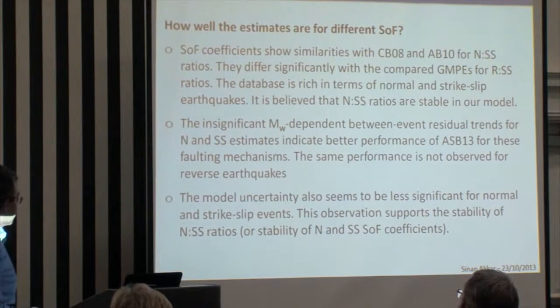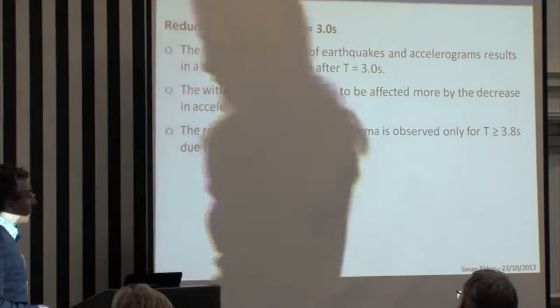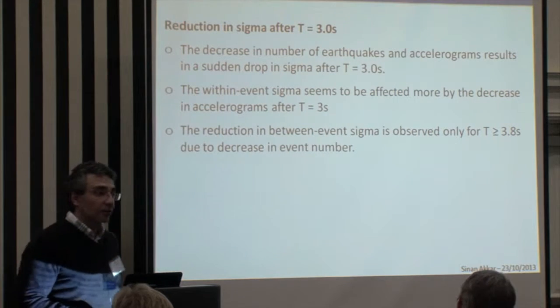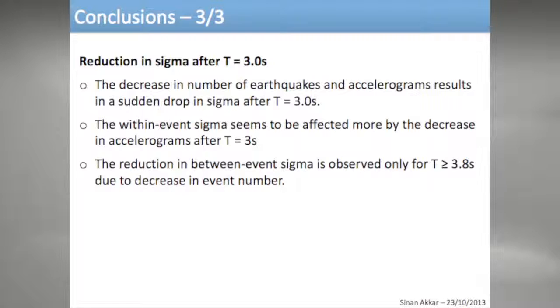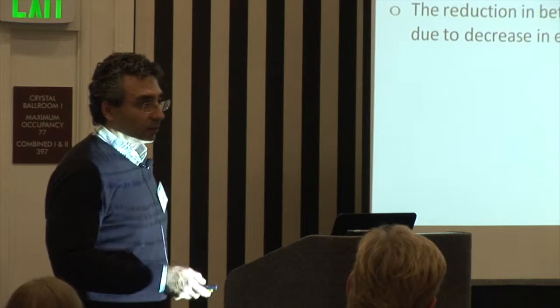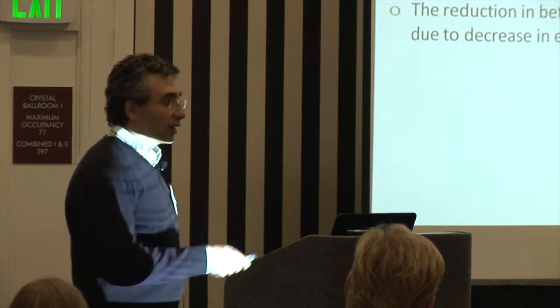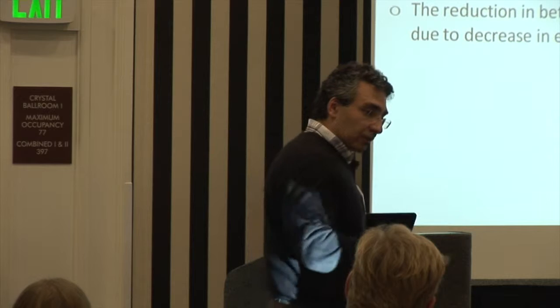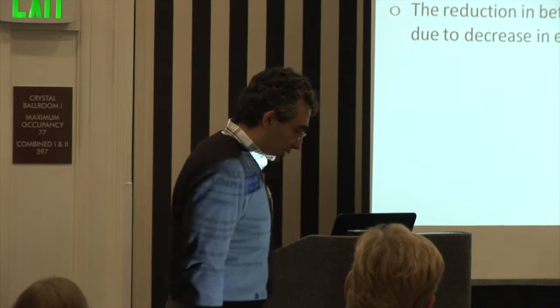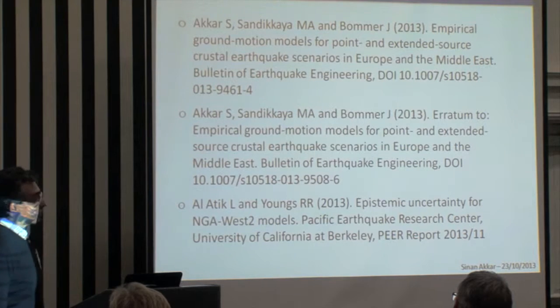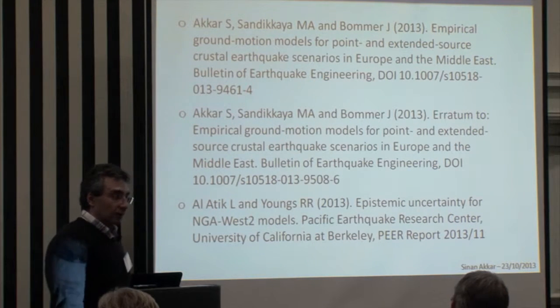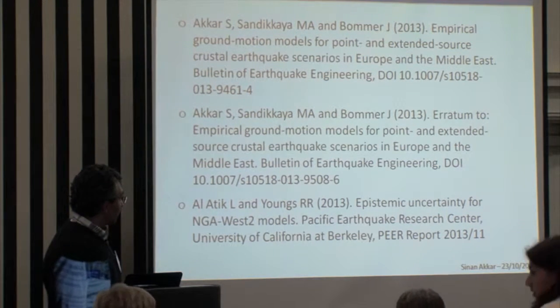And the reduction in sigma after 3 seconds, as I tried to emphasize, is related to the decrease in data size after 3 seconds. Because we're chopping too much data because of the usable period range, we're observing this drop in sigma. All right, these are the references I used for this presentation.